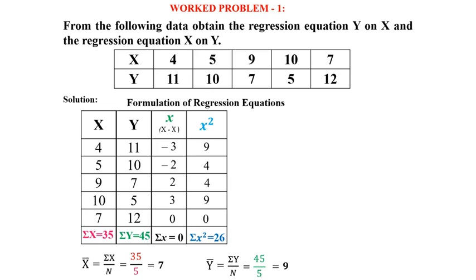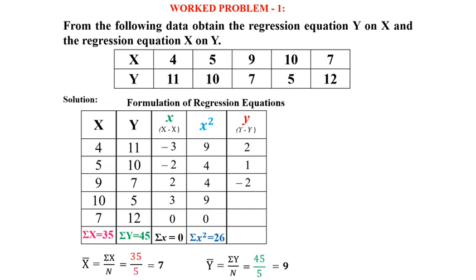Okay, next similarly find out small y, y minus y bar, y minus 9, each variable subtract 9. 11 minus 9 is 2, 10 minus 9 is 1, 7 minus 9 is minus 2, 5 minus 9 is minus 4, 12 minus 9 is 3. Add this for your confirmation, it should be 0. Sigma y equals 0, summation y equals 0.